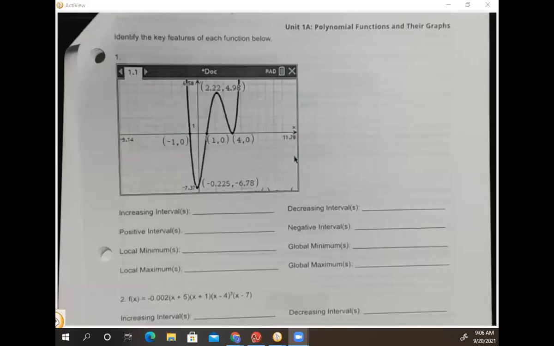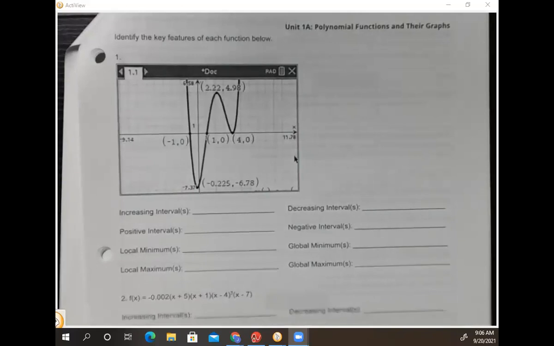Okay, we are on page 39 today. And we're going to take a look at the practice problems that go along with the notes you had for homework over the weekend. Okay.